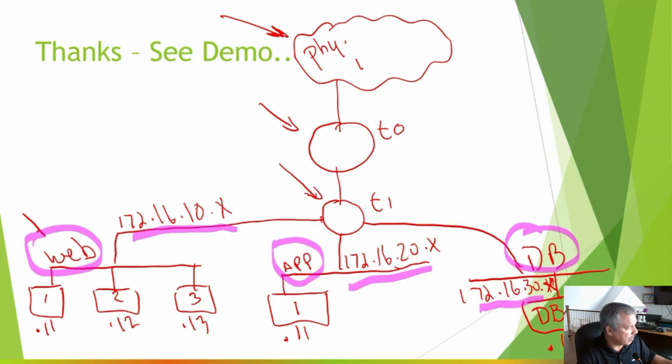I've got 3 web VMs here. The first one, web 1, has an IP address of 172.16.10.11. The second one's .12. The third one's .13. The app is 172.16.20.11. That's app 1. And database 1 is 172.16.30.11. So what I'm going to do is create a simple rule. Let's say I block SSH from web 1 to database, just as a quick example. Let's jump into that and I'll explain it.